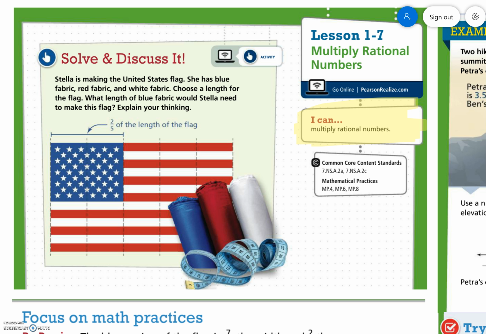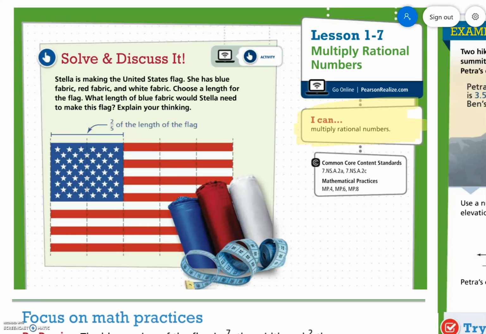I want you guys to brainstorm on your own. Come up with a length of your flag, any length, and then from that length, figure out how much you would need of blue fabric. So pause the video, write this down. Hopefully we get some participation.